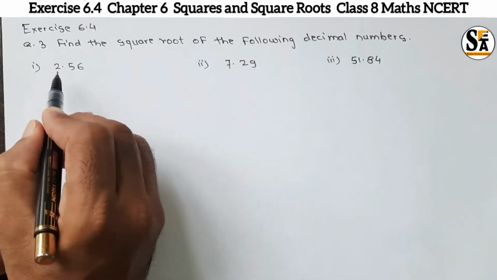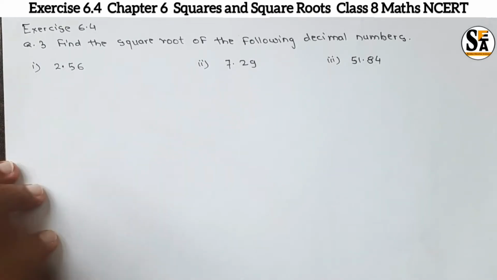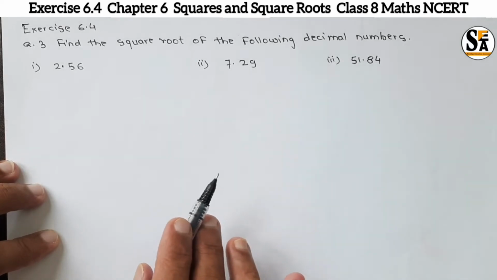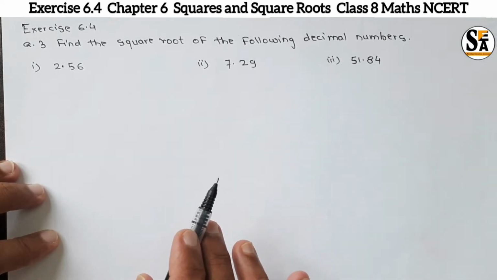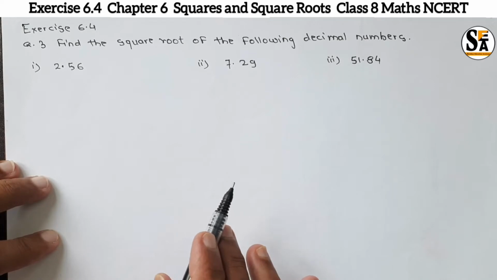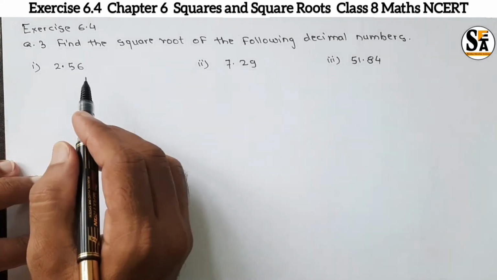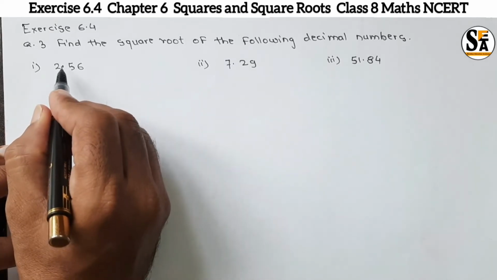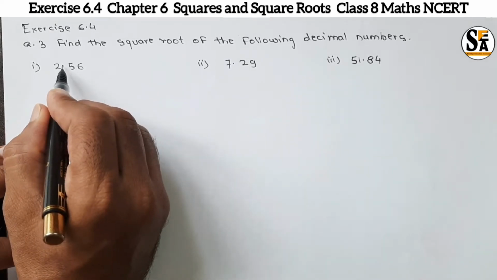These are the decimal numbers. 2.56. There is a decimal point, which means this is a decimal number. To find the square root of this decimal number, we will follow the division method. Now, to follow the division method, we have to take care of some things. See, this is a decimal number, which means there is a decimal point.